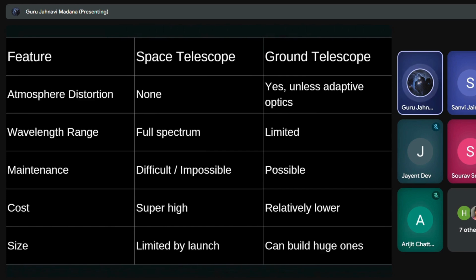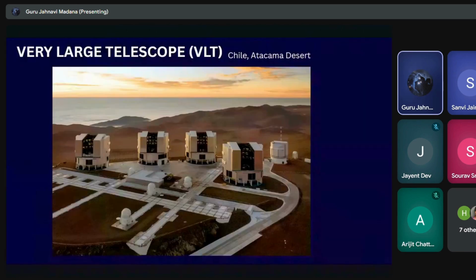I want to show you some examples of space or ground telescopes. VLT, or the full form is Very Large Telescope. It's located in Chile in the Atacama Desert. It's actually called the Very Large Telescope. And when they made another one, they called it Extremely Large Telescope. I guess they ran out of names.